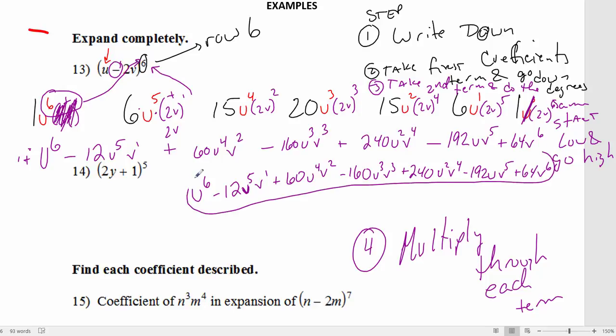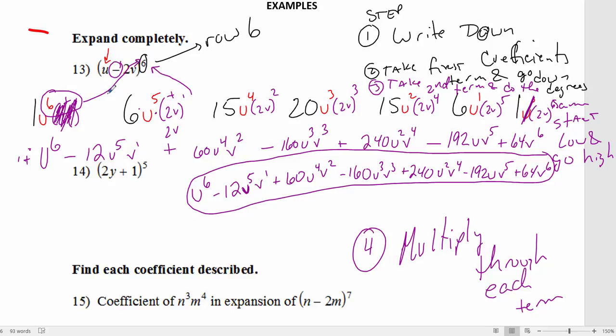Now that seems like a lot of work, but think about how much work you would have had to do if you would have had to do boxes. Okay? Think about that. All right? So expand completely just basically says we're going to use Pascal's triangle because we have a binomial here raised to a power. Then I'm going to look at the row, then I'm going to do my steps, and then I have my final answer. So now let's do 14.